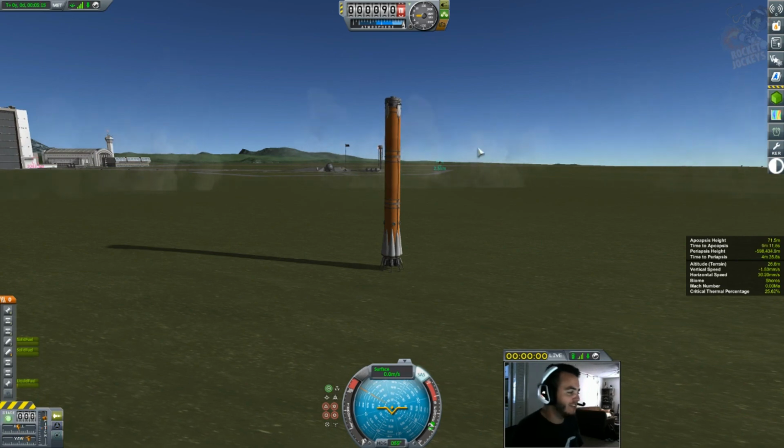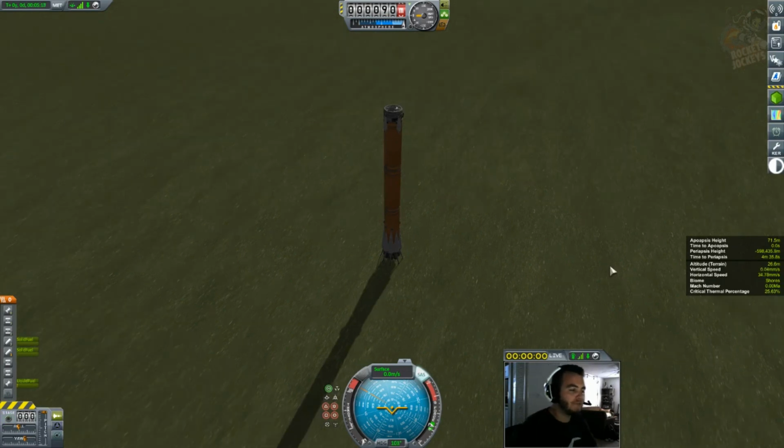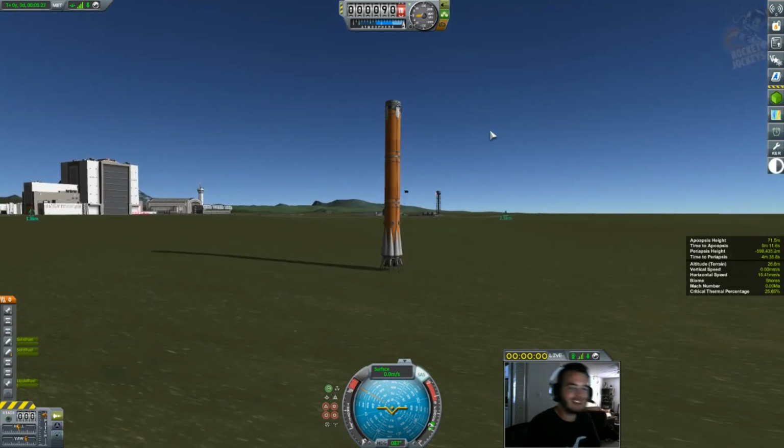We did it nonetheless. So anyways, guys, that is going to do it for me for the first part of episode 2. Hope you guys enjoyed it. Definitely not a super great landing, but we landed it, so it's all good, and the payload did in fact reach orbit.